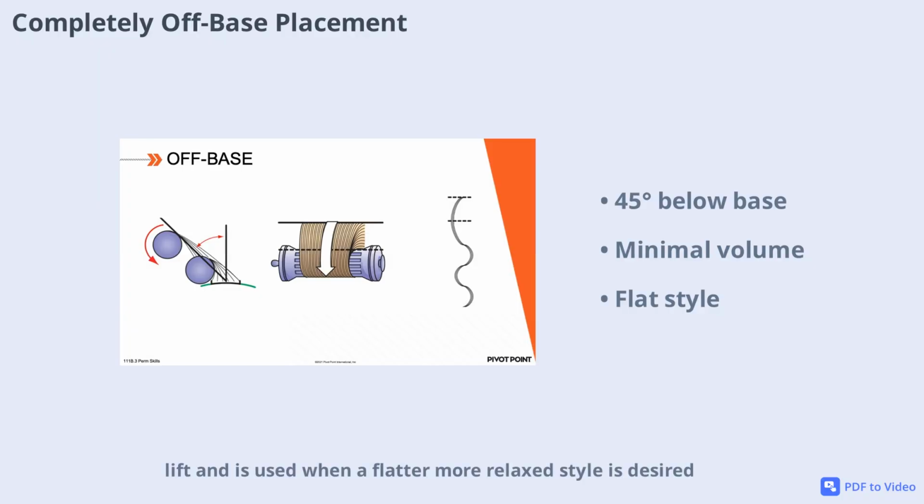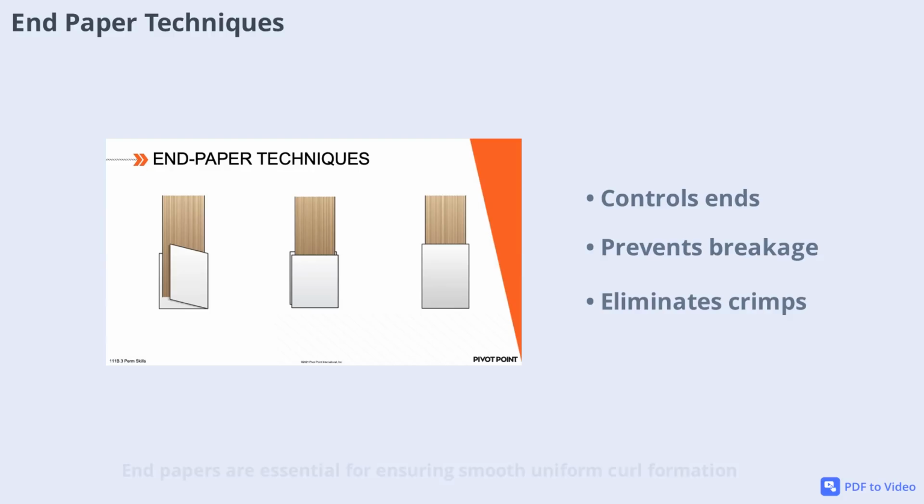End papers are essential for ensuring smooth, uniform curl formation. They cover the ends of the hair to control uneven lengths, minimize breakage, and eliminate crimps or fishhooks. Proper use of end papers is key to achieving a flawless perm result.